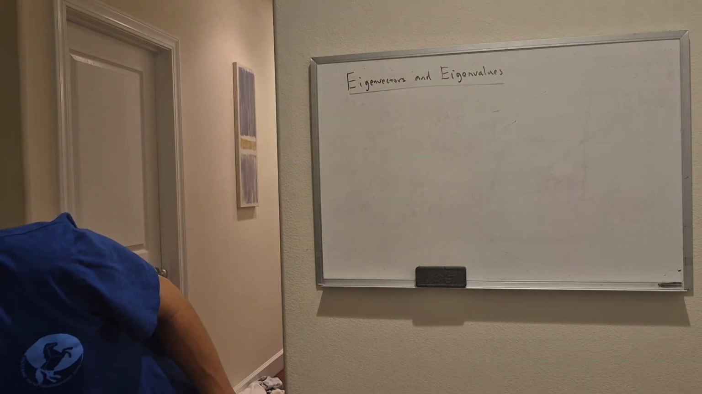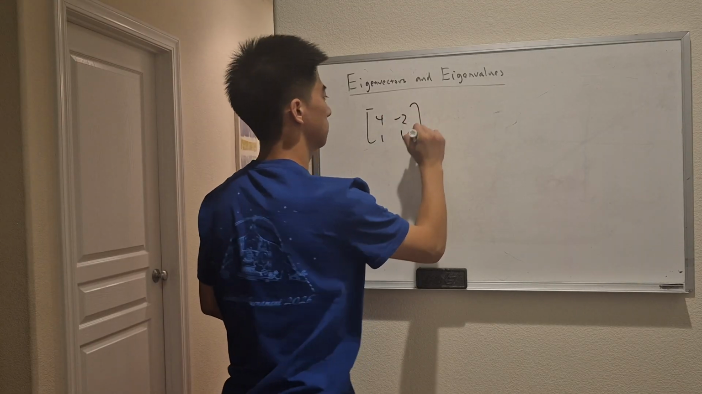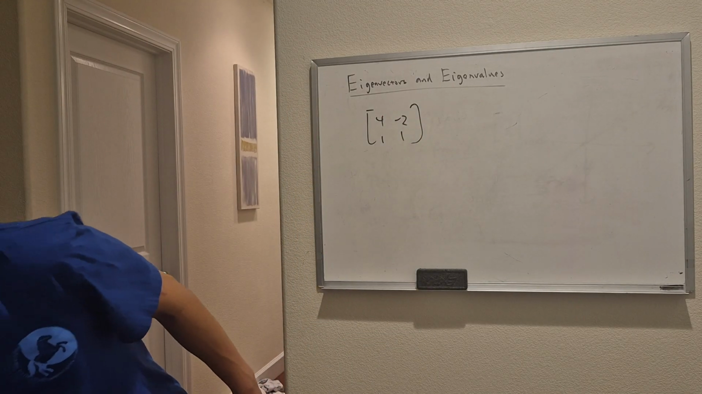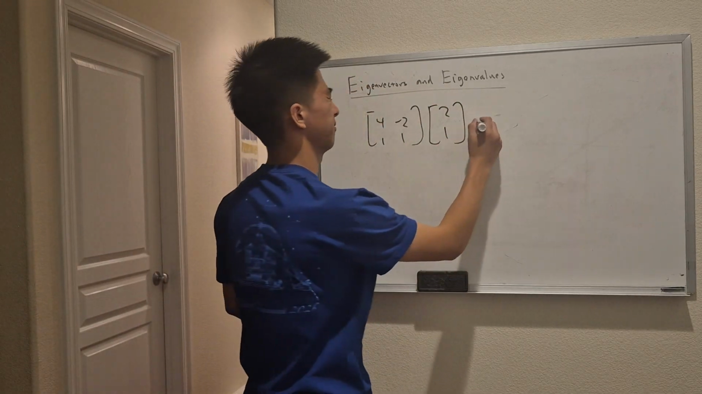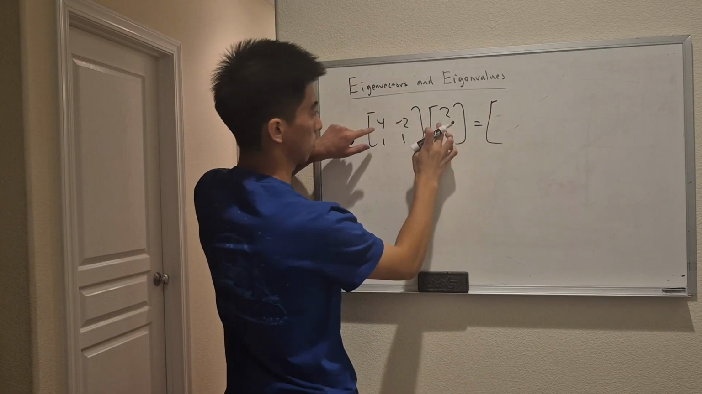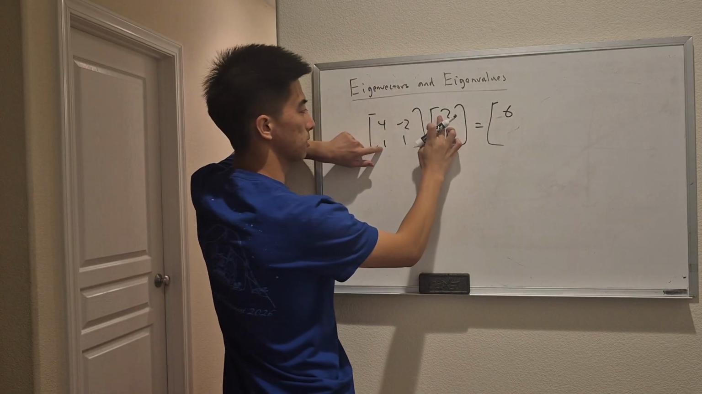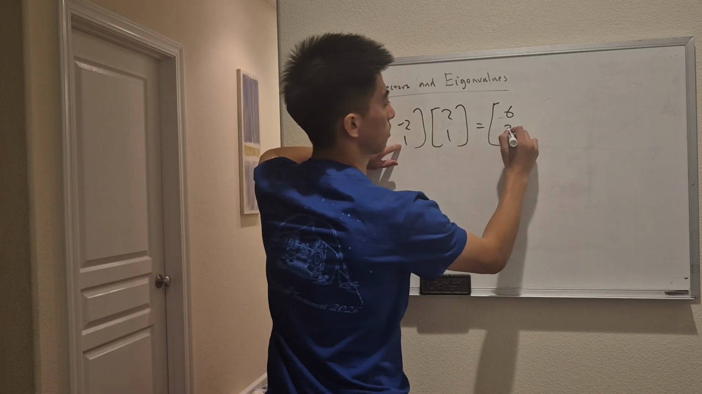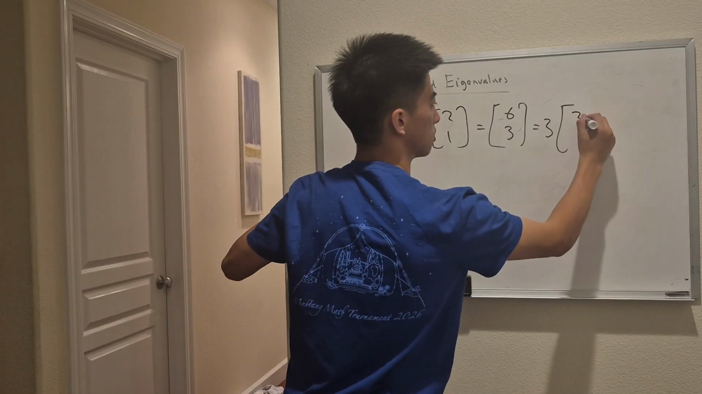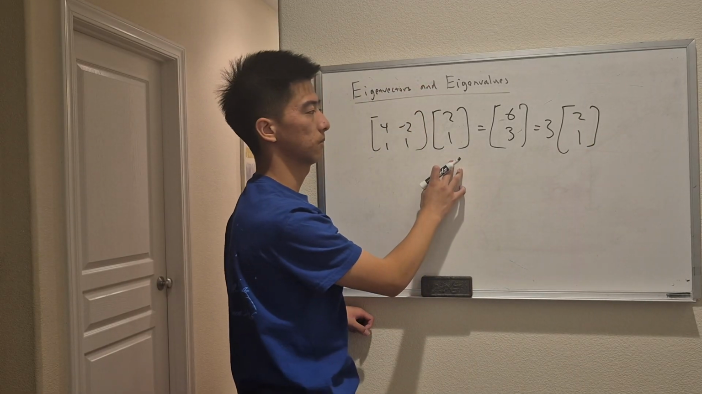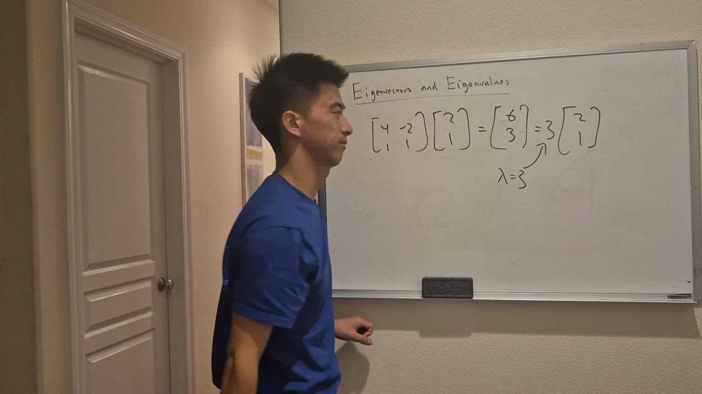So let's say we have the matrix [4, -2; 1, 1], and then our vector x is (2, 1). So if we multiply this out, we will get 4 times 2 is 8, minus 2 gives you 6, and then 1 times 2 is 2, plus 1 gives you 3, and we see that (6, 3) is 3 times the vector (2, 1), which is our original vector. So in this case, we have our eigenvalue of 3.